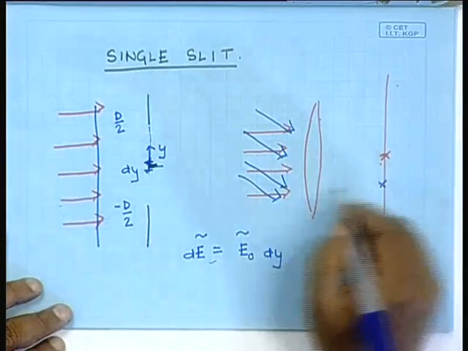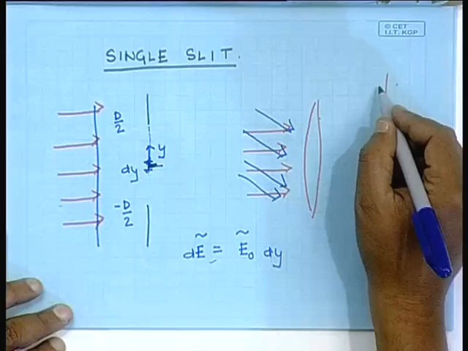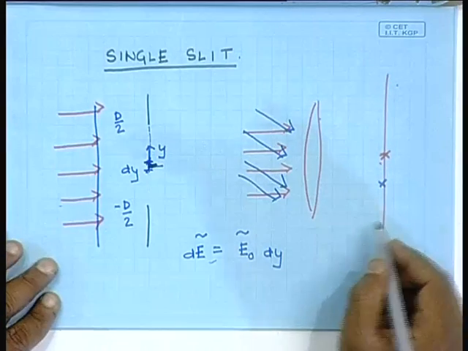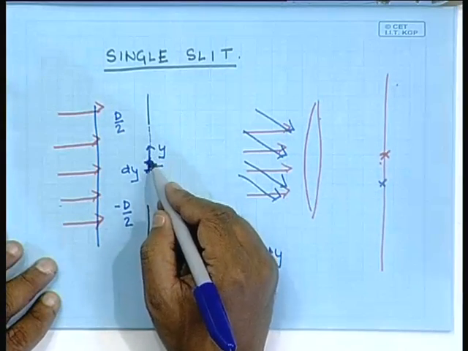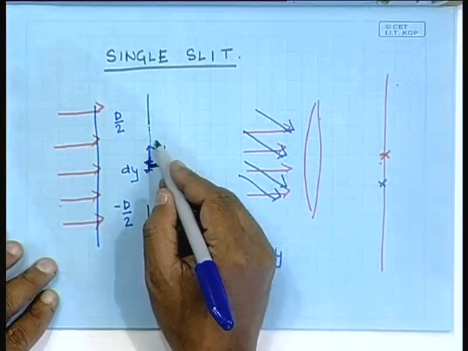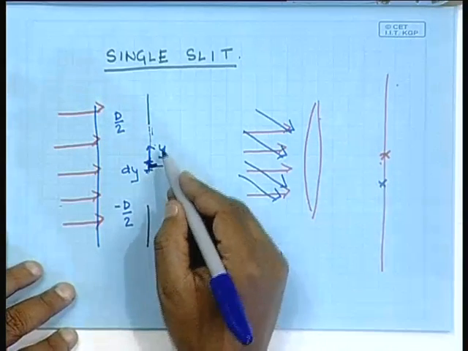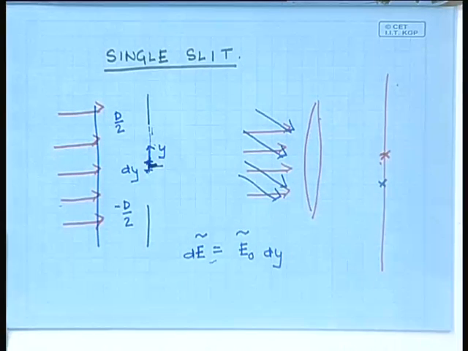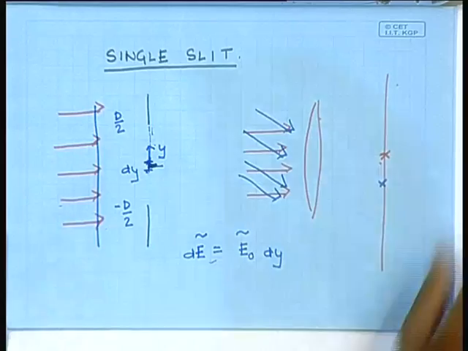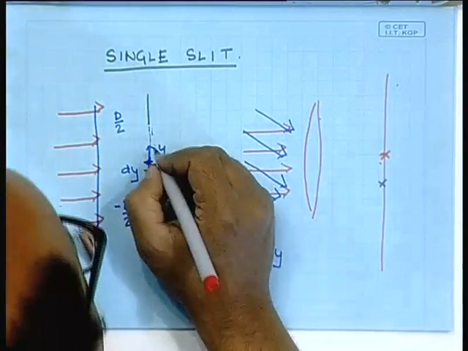So, when I go and sit on the screen, I have to add up the contributions from all such elements dy located at different places, not only at the center, but at different distances. So, let me now consider a small line element dy located at a distance y over here.